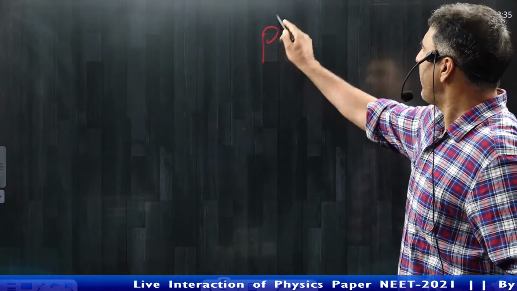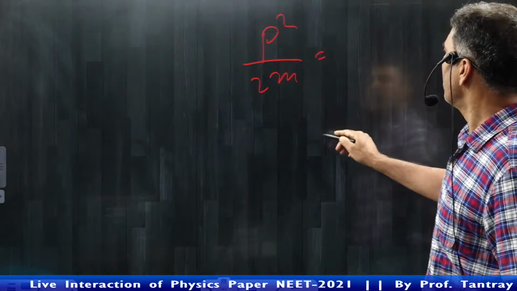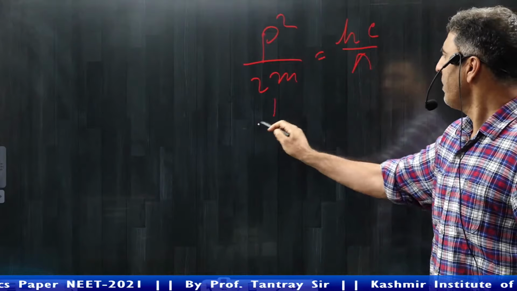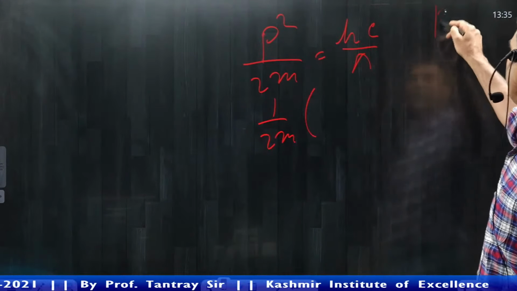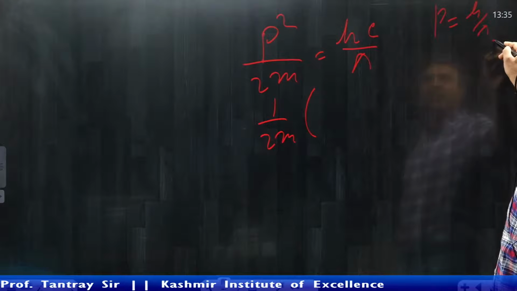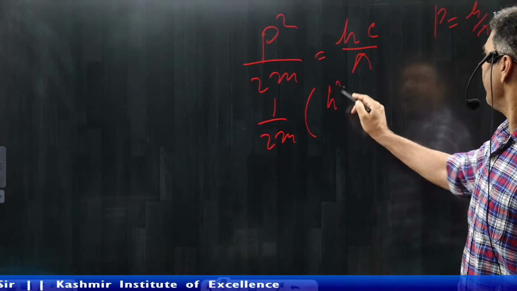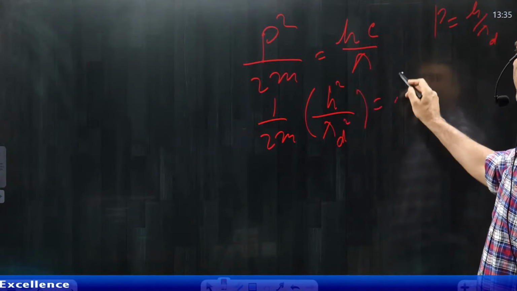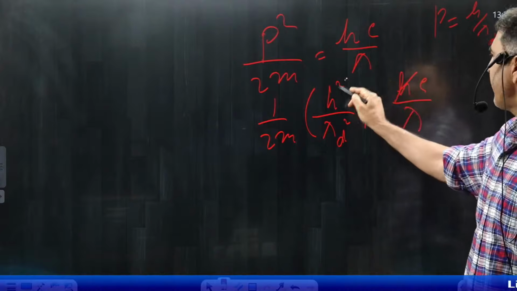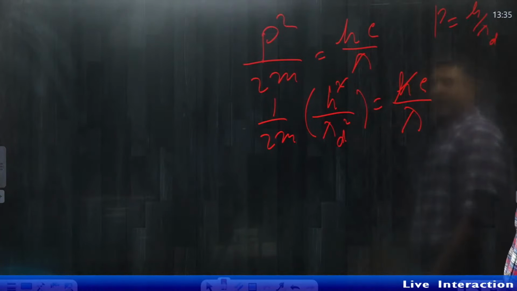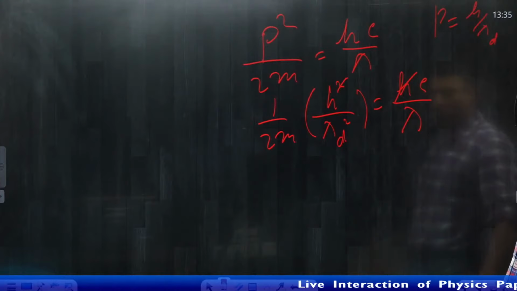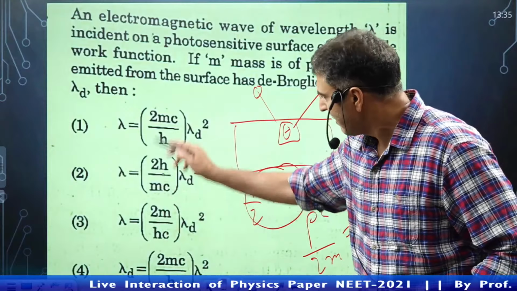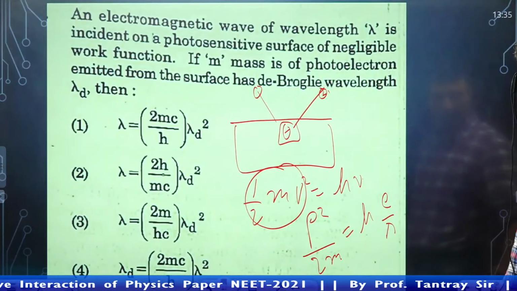That is p square by 2m is equal to h c by lambda. P square, according to de Broglie, is h square by lambda d square, is equal to h c by lambda. H gets cancelled. So what should I find? Should I find lambda or lambda d? Okay, I will find lambda. Let me see. If it does not fall, the answer should be the last one. Okay.